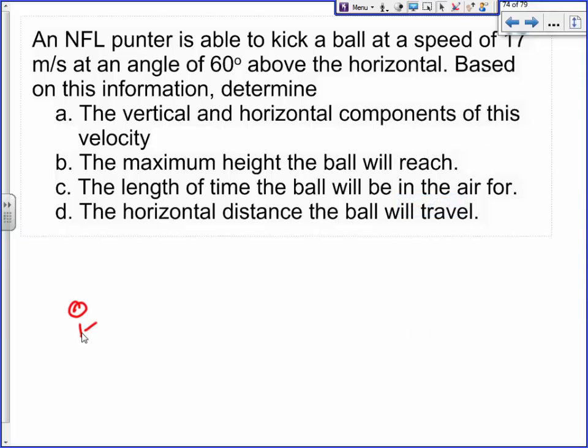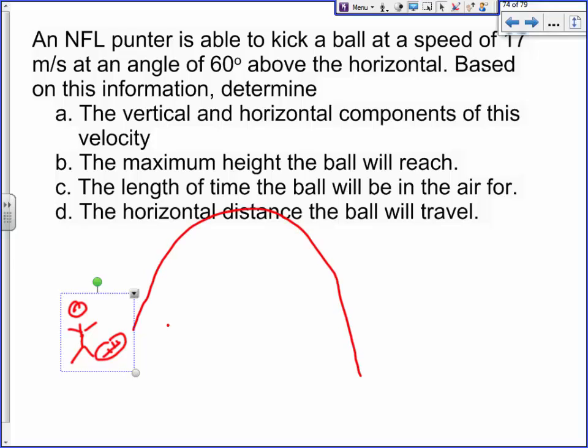So punter guy again has the ball. He's going to kick the ball off his foot. Not to scale, obviously. And it's going to do this, right? Everybody good so far? You might notice that this time I didn't give a whole lot of numbers though. You've got 17 meters per second and 60 degrees.